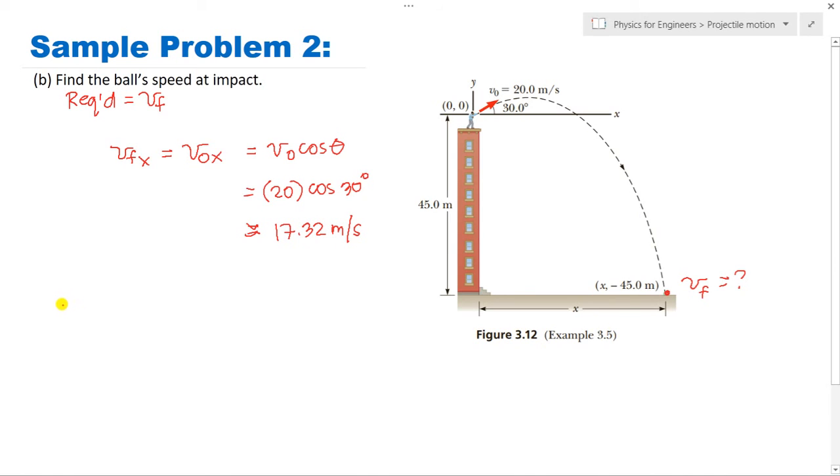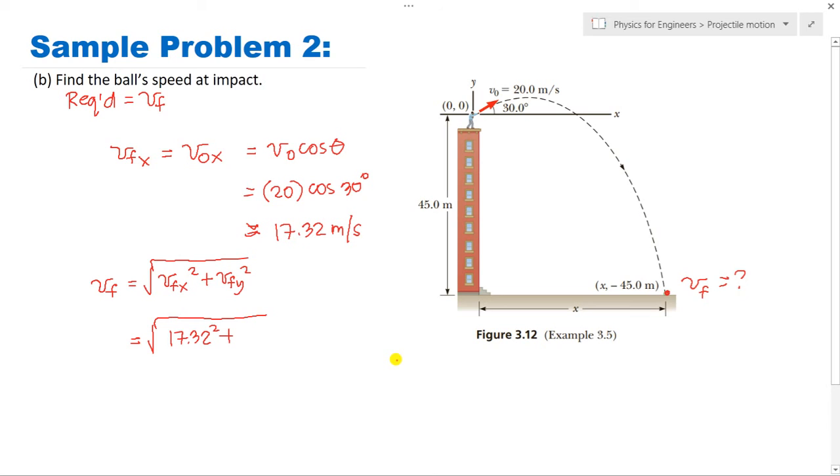Then since our required is the final velocity, we get the resultant velocity. So V final is equal to the square root, using the Pythagorean theorem for the resultant, of V final along x squared plus V final along y squared. Here we substitute. Our Vx is approximately 17.32. We square it, and then our final velocity for y. So let's recall.